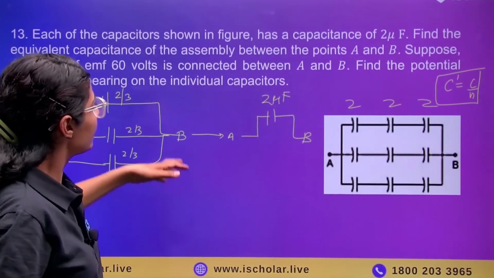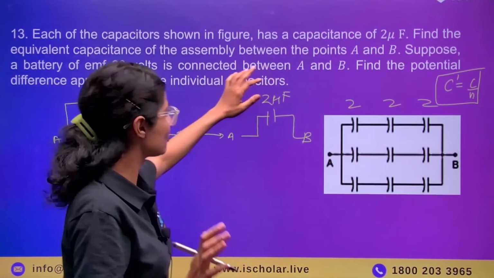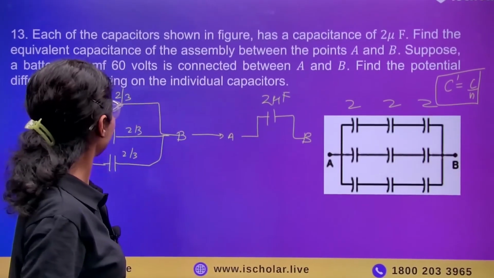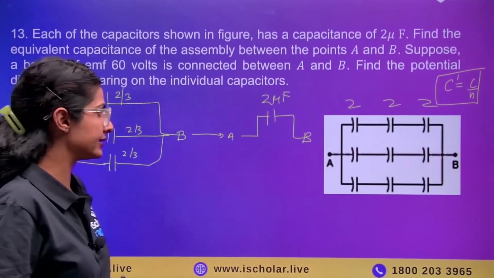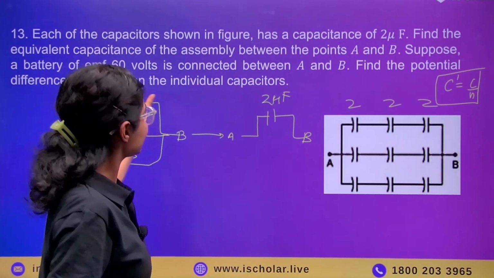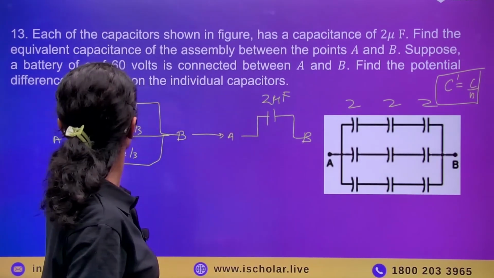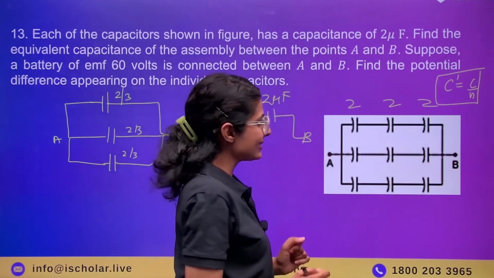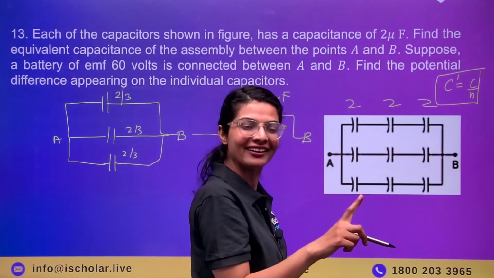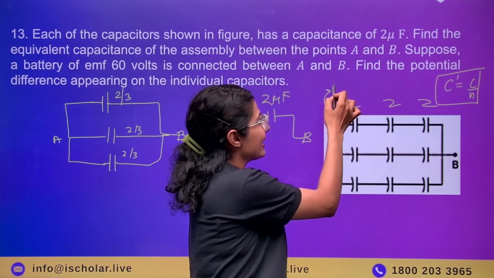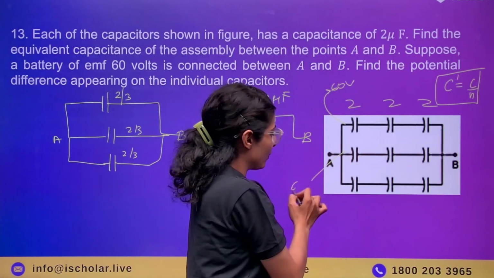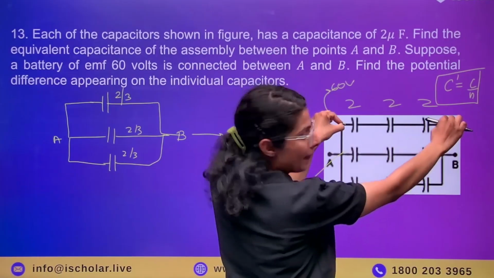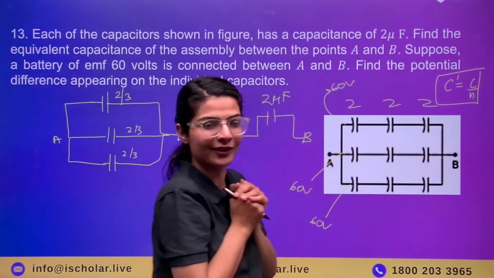Now it is given, find the equivalent capacitance. We have done that. Suppose a battery of 60 volt is connected. Find the potential on each individual capacitor. Okay, you can do it simply. If 60 volt is given over here, since they are in parallel, each and every branch will get 60 volt, 60 volt, 60 volt. These three capacitors collectively get 60 volt.